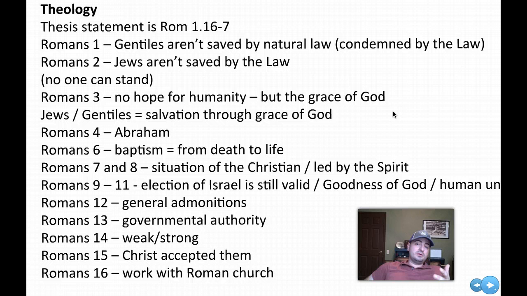Now, this is where you get into the issue of homosexuality at the end of Romans 1. It says that God handed them over to unnatural lusts, and their men laid down with men, and their women laid down with women. So it looks like God is condemning homosexuality specifically, but the argument is about natural law. It's not about condemning homosexuality.